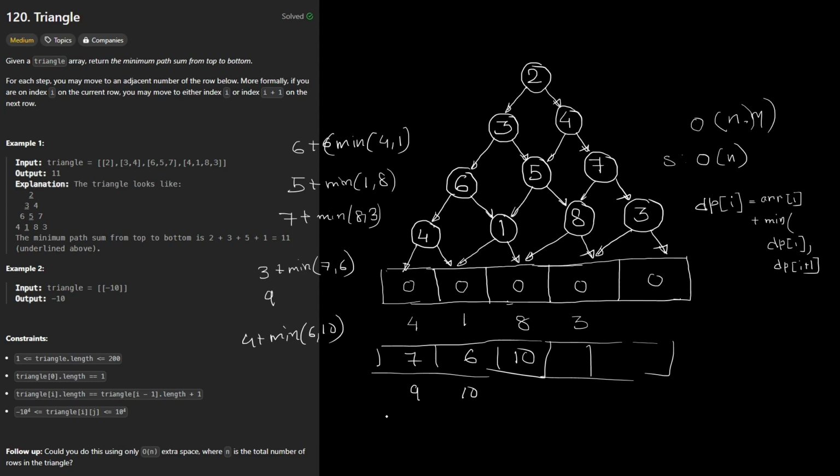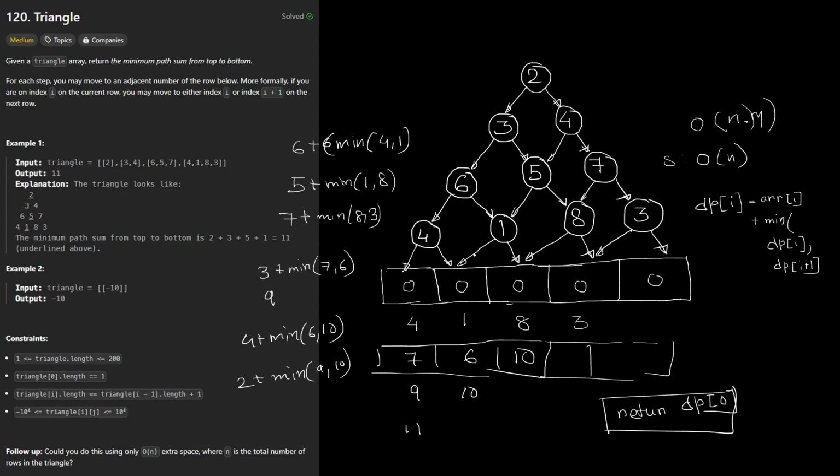And then 2, we are going to compare with 9 and 10. So 2 plus minimum of 9 and 10, we are going to get 11. So the result, we are going to say return whatever value would be stored at dp of 0, and this is going to be our output.